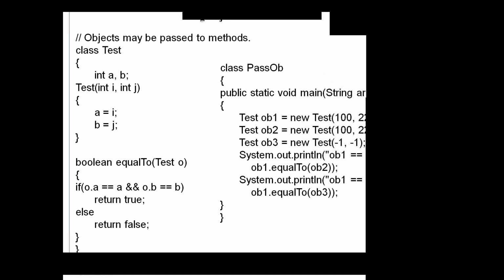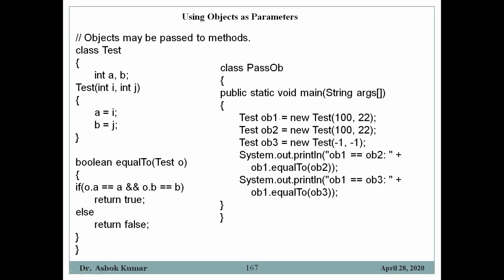In this class, we have one constructor with two integer type parameters and one method, equalTo. This method is returning boolean and it's receiving one object of type test. So how this will work, I'm going to show you this.